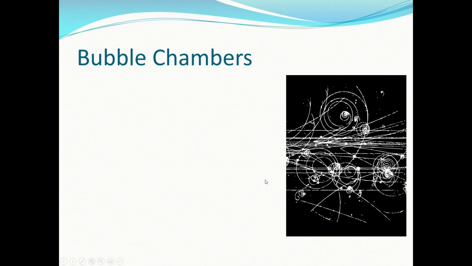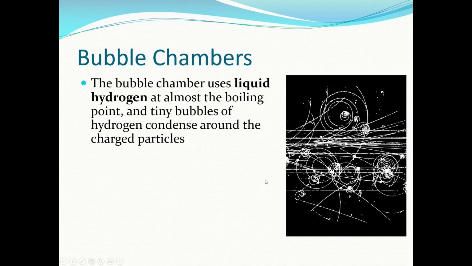You need to know about bubble chambers. A bubble chamber uses liquid hydrogen at almost boiling point, which is going to be really, really cold. Tiny bubbles of hydrogen condense around charged particles. It's kind of like when it's cooler out and a jet moves through the sky, it leaves a vapor trail behind. That's similar to what's happening here.